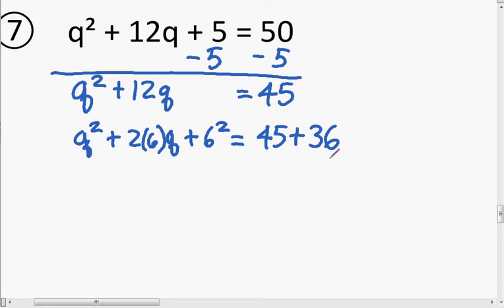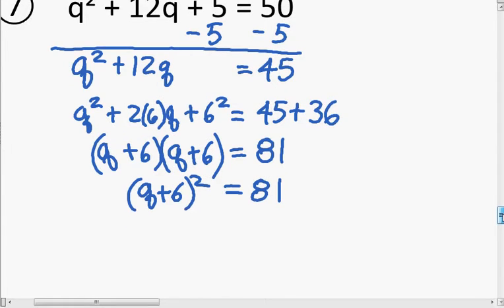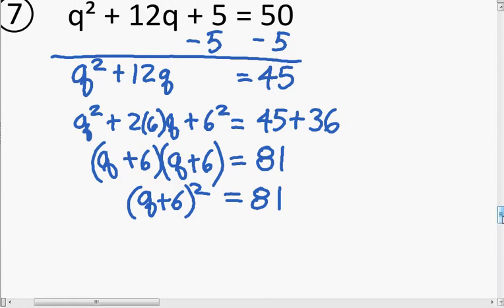Now I can factor the left-hand side. That is q plus 6 times q plus 6 equals 81. Once again, I'm going to call that q plus 6 squared equals 81, so that I can take the square root of both sides. Give myself a little bit more room so that I can say q plus 6 equals the square root of 81, or 9.